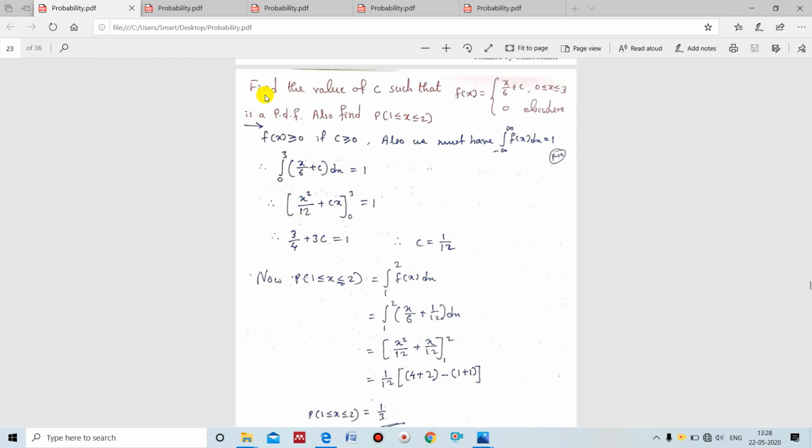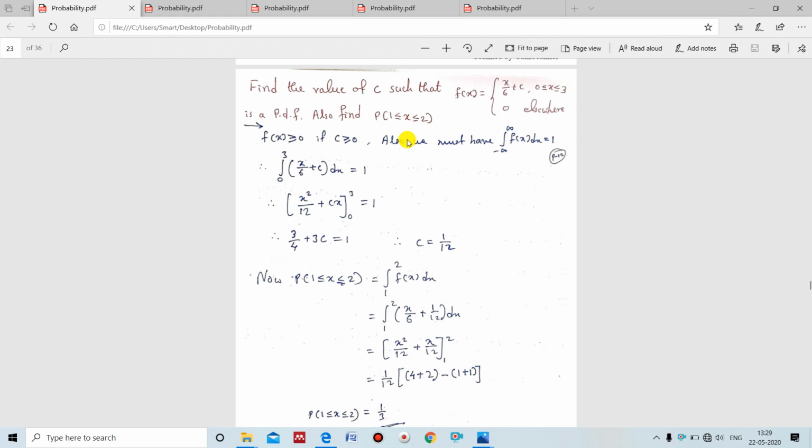We take one more example. It is a little bit different, means same problem but we solve it using the basic definition. Find the value of c such that f of x equal to x by 6 plus c in the interval 0 to 3, otherwise the value of f of x will be 0, is a probability distribution function. Also find the probability x lies between greater than 1 and less than or equal to 2. So we know that always f of x is positive and c value is positive.